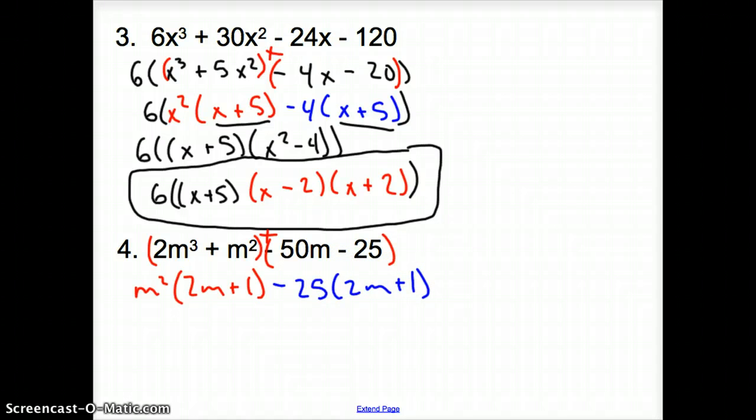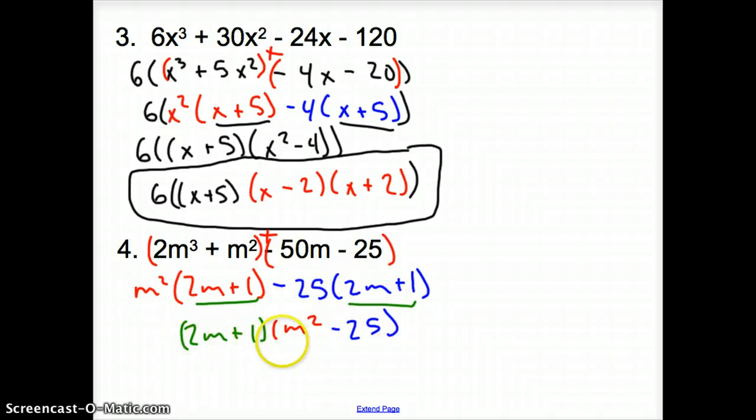Well, I'll do our factors. Do we have the like terms, like factors? Yes, there and there. So that turns into 2m plus 1. And now what do we have left? We have times m squared from right here, and then minus 25.